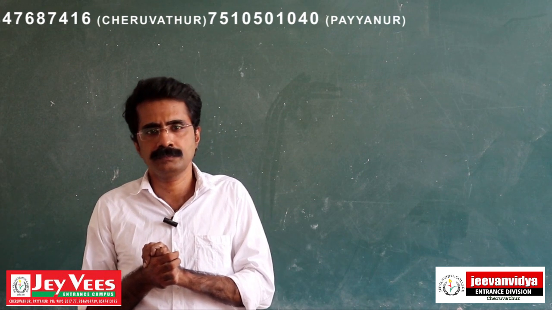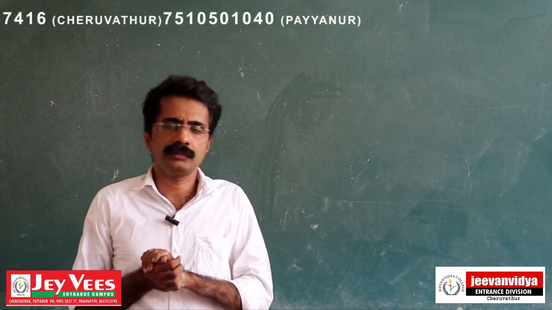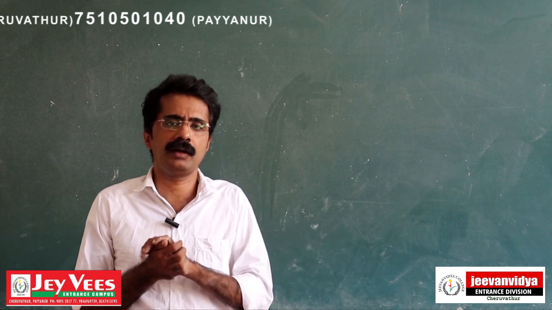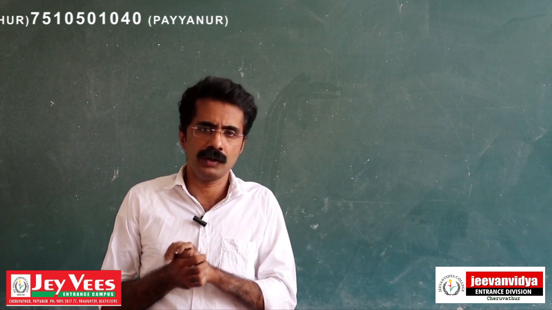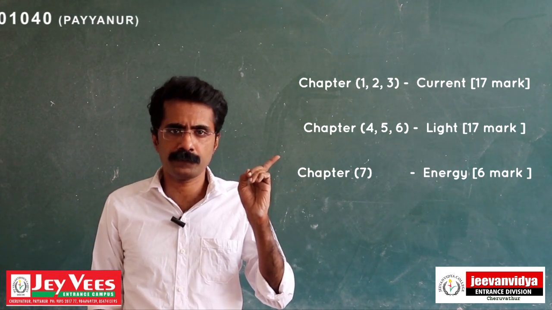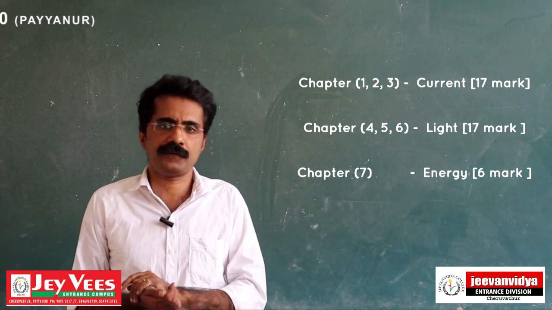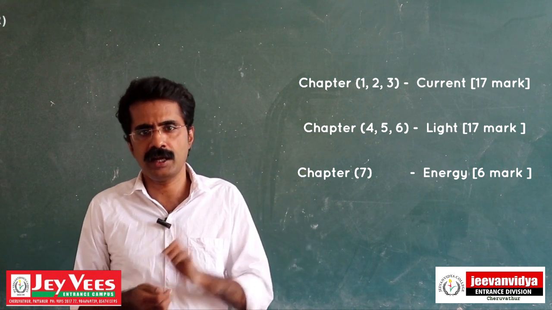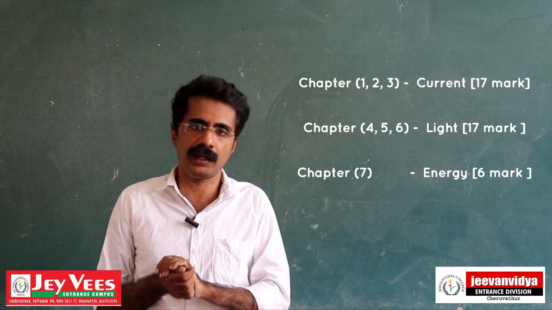In 10th class, there are 7 chapters in 10th level physics. First 3 chapters deal with current and its effects. Next 3 chapters deal with light, and the last chapter describes energy management.